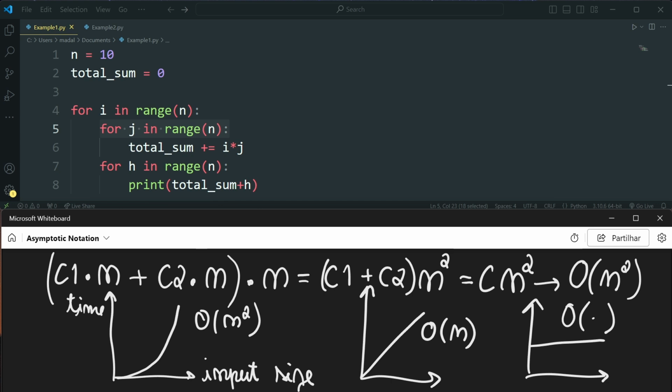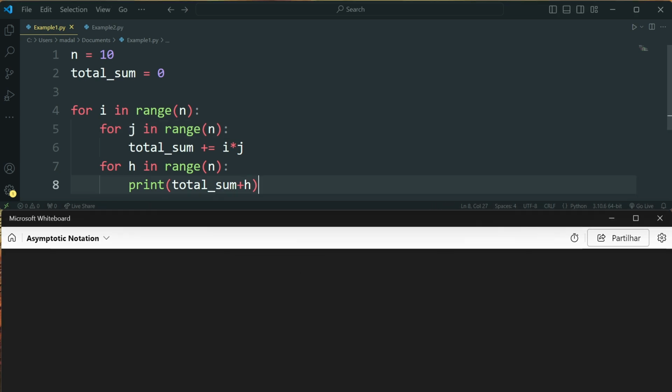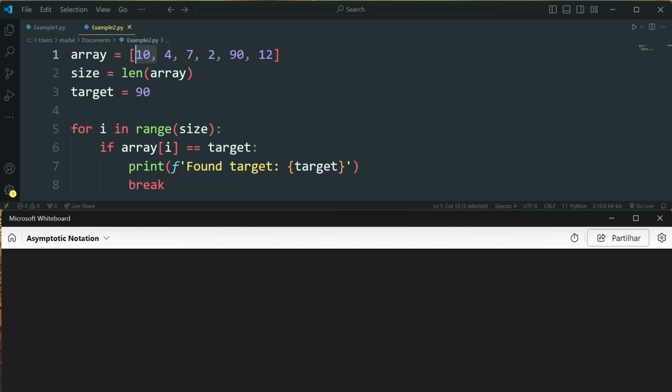So for that reason, we say that we have an O of 1 for constant time. Now, in this algorithm, the only thing that's actually going to influence the time complexity is going to be n, right? It's going to be the input size. So let me show you another example where other factors come into play.